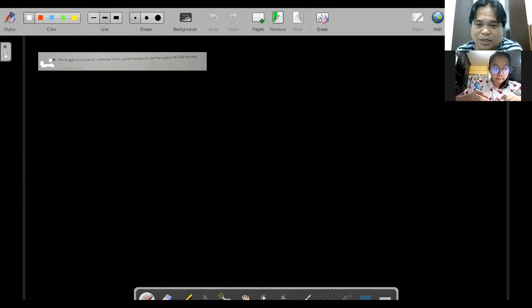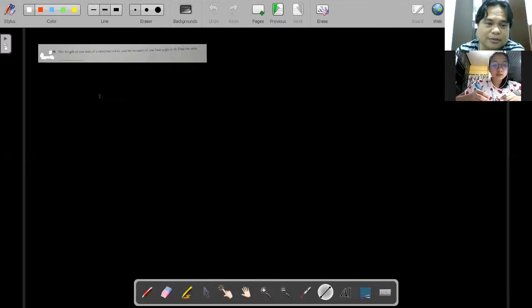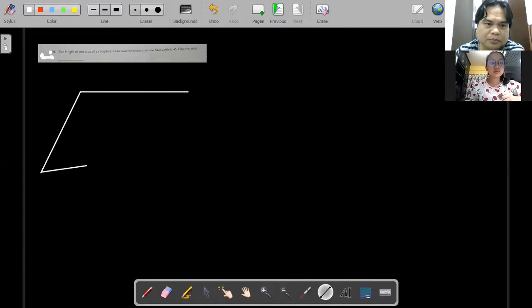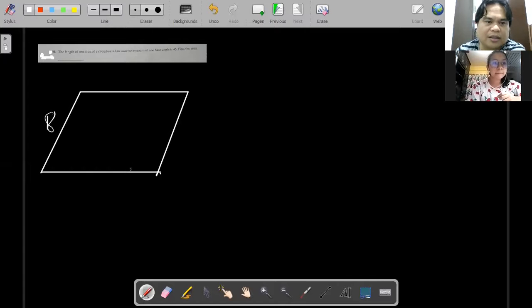Okay? So okay, let's draw a rhombus. Okay. One side is 8. Definitely this is also 8, 8, 8. Would you agree? Yes, right?